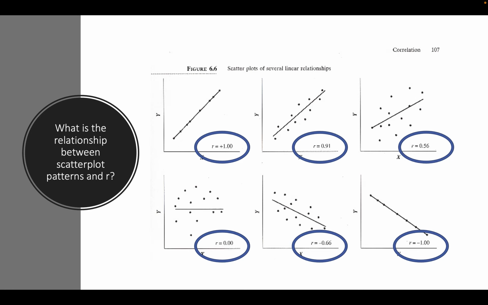You can see the bottom left is 0.00. Remember, that's the one where there's no relationship present. The bottom middle is a negative 0.66, so a moderate negative relationship. And the bottom right is a negative 1.00 or a perfect negative relationship. So you can see the variability in all of these scatter plots, how they're related to the Pearson R value, and really get a sense of what the data is trying to tell you.